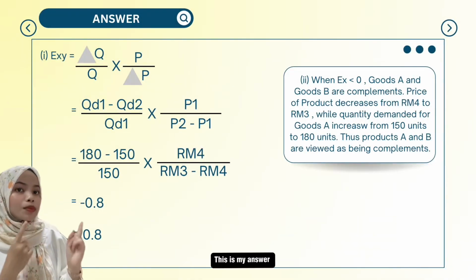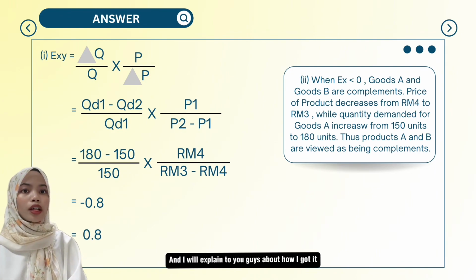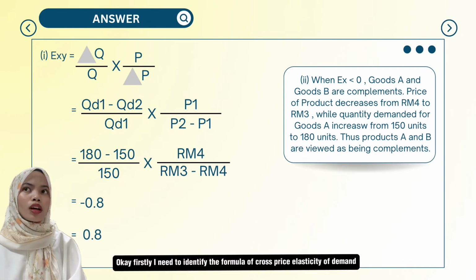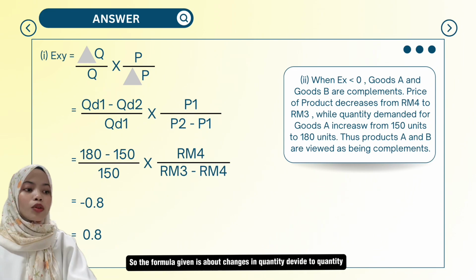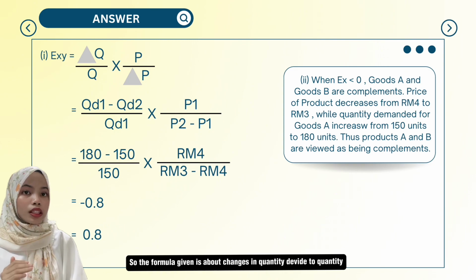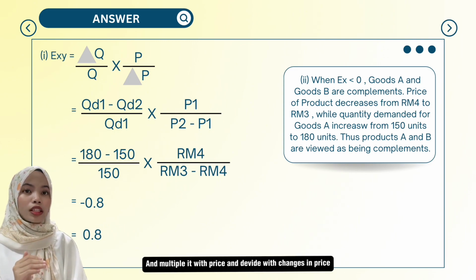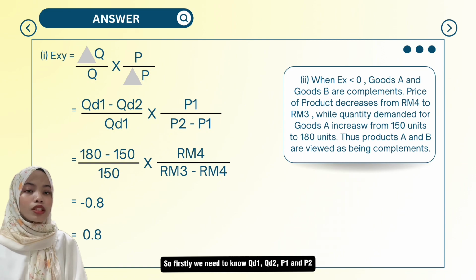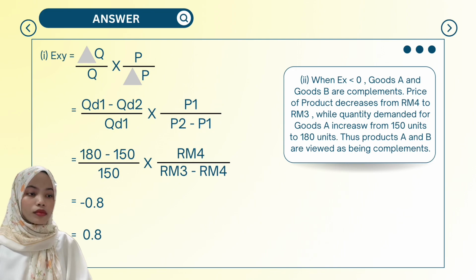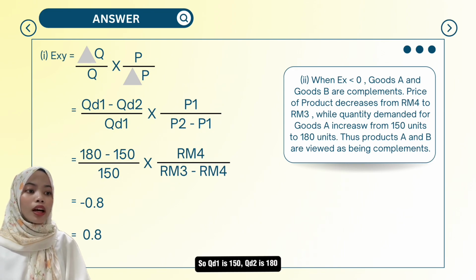So, let's begin. This is my answer, and I will explain to you guys how I got it. Firstly, I need to identify the formula of cross price elasticity of demand. The formula given is the change in quantity, divided by quantity, multiplied by price, and divided by the change in price. So, firstly, we need to know QD1, QD2, price 1, and price 2. QD1 is 150, QD2 is 180, price 1 is RM4, and price 2 is RM3.